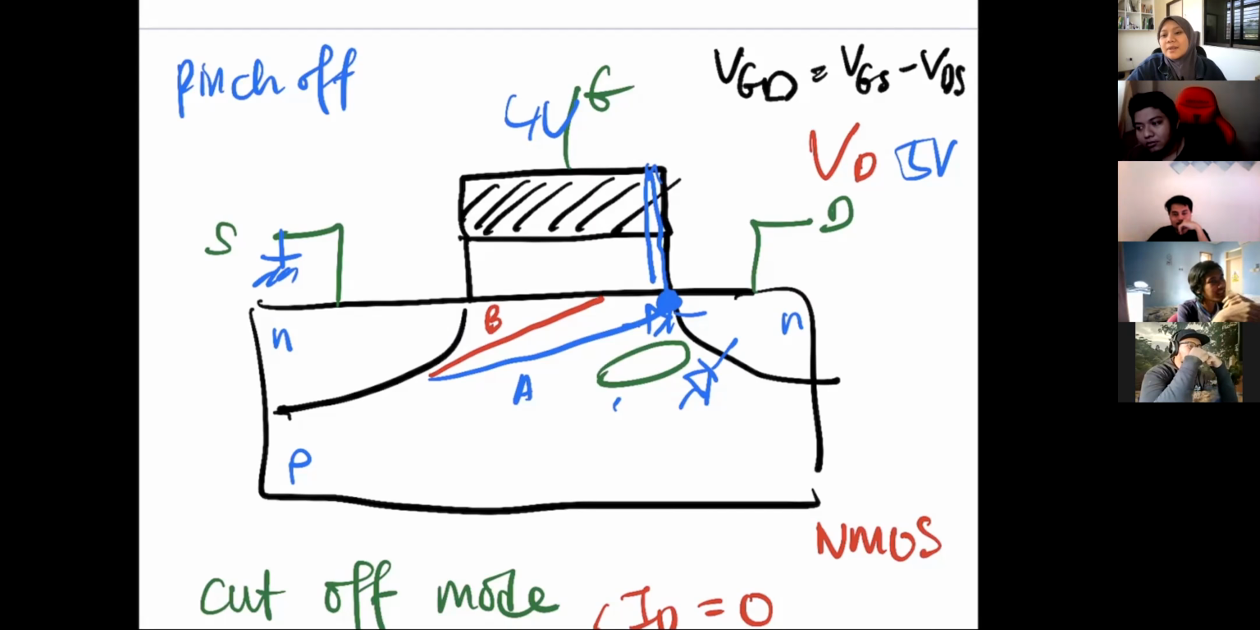Because the current is... because the current... because the field effect makes the current, not the current itself. So macam mana field effect to make the current? Yeah.